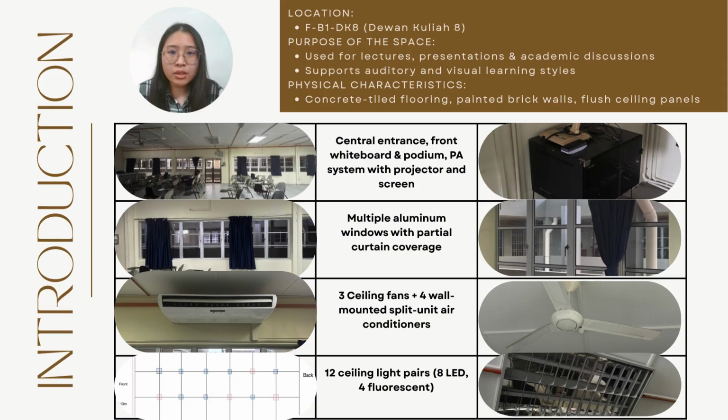It has a central entrance, as shown on the left-hand side of the pictures, and also a wall-mounted projector and PA system on the right-hand side. It also has multiple aluminum windows with partial curtain coverage. In terms of the mechanical system, it has 3 ceiling fans and 4 wall-mounted split unit air conditioners. For lighting, it has 12 ceiling light pairs, including 8 LED lights and 4 fluorescent lamps. The last row of pictures on the left-hand side shows the lighting layout in DEWAN KULIAH 8.